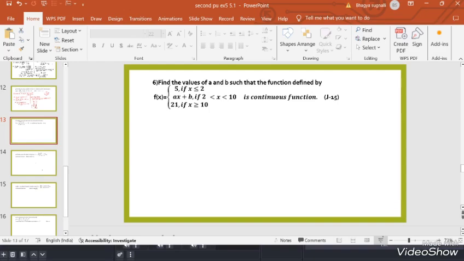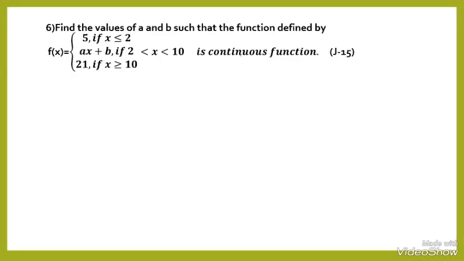Let's discuss the next question. Question number 6. Find the values of a and b such that the function defined by f of x is 5 if x is less than or equal to 2, ax plus b if 2 is less than x less than 10, and 21 if x is greater than or equal to 10. When we observe this function, it is defined at 2 points.